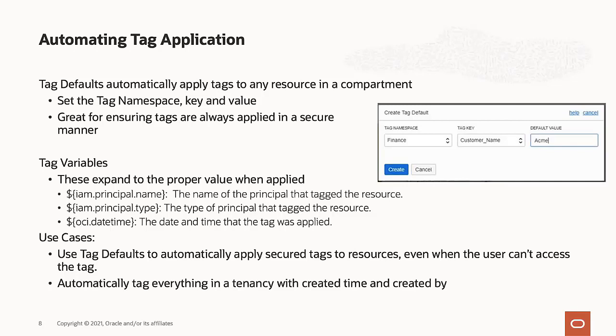And it's important to know that if you already have resources that are existing within your compartment and you set up a tag default, it's not going to retroactively go back and tag your existing resources. So you would have to go back and manually tag your existing resources. But from that point on, when you set the tag default, it's going to automatically tag your resources that you deploy within that specified compartment after you set that up.